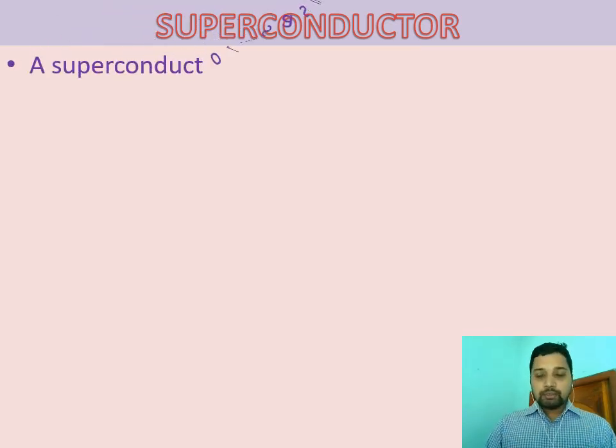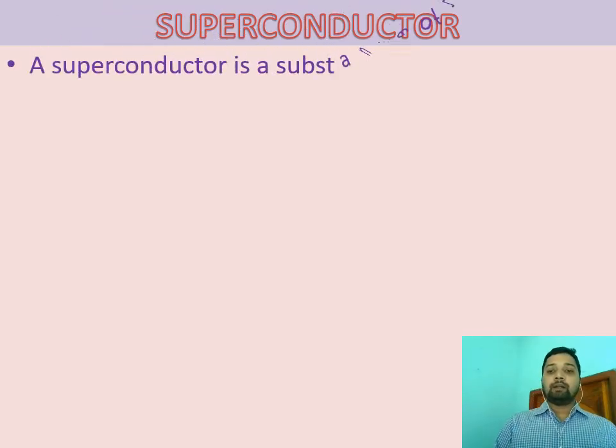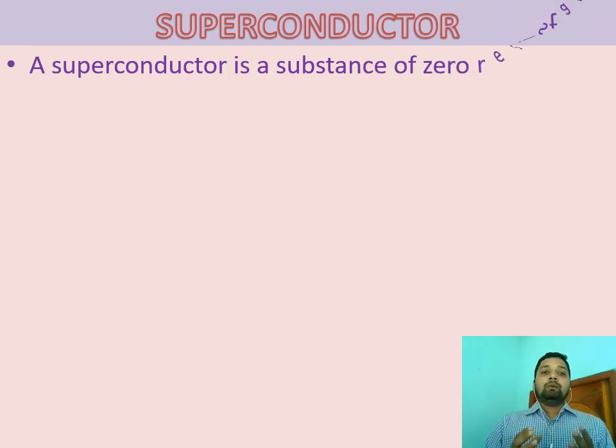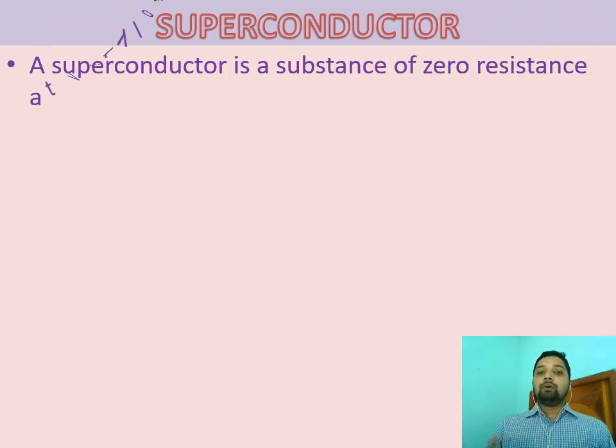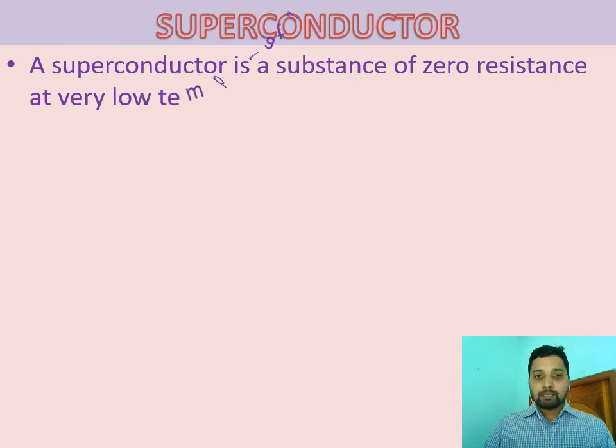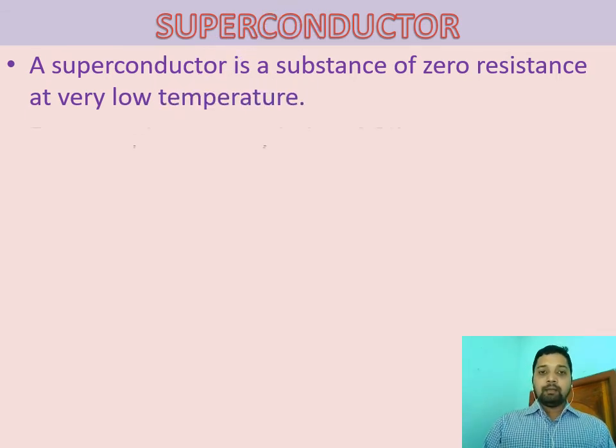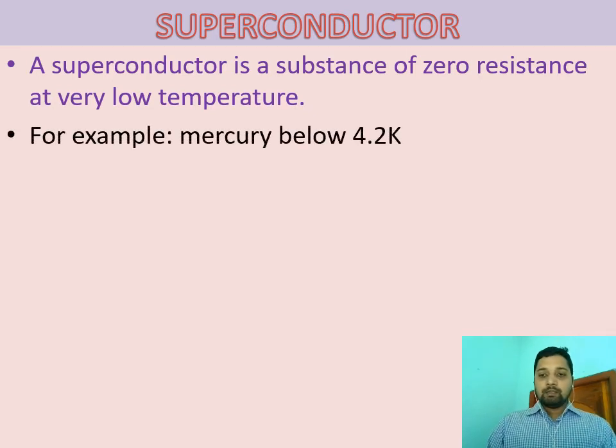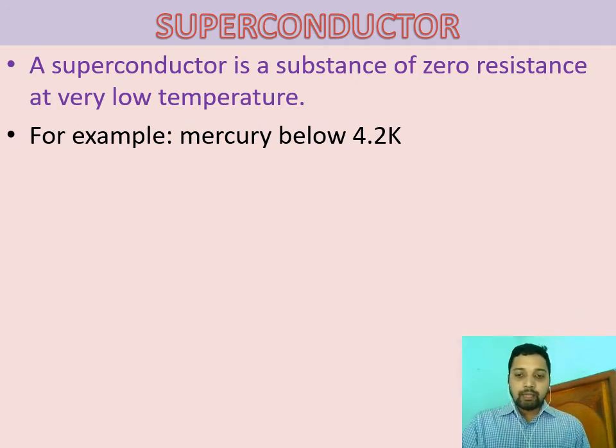The term superconductor is used where the resistance of a conductor is zero. A superconductor is a substance of zero resistance at very low temperature. This was first given by the scientist Kamerlingh Onnes. For different substances the temperature is different. Here for mercury, it is below 4.2 Kelvin. Below that, resistance is zero. This is a superconductor.